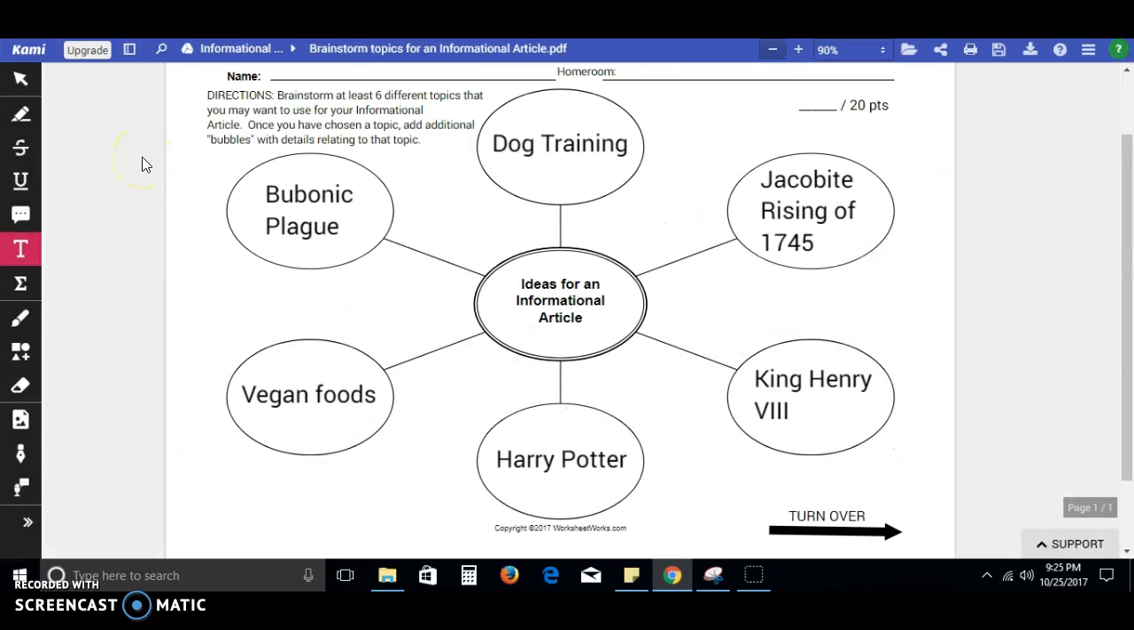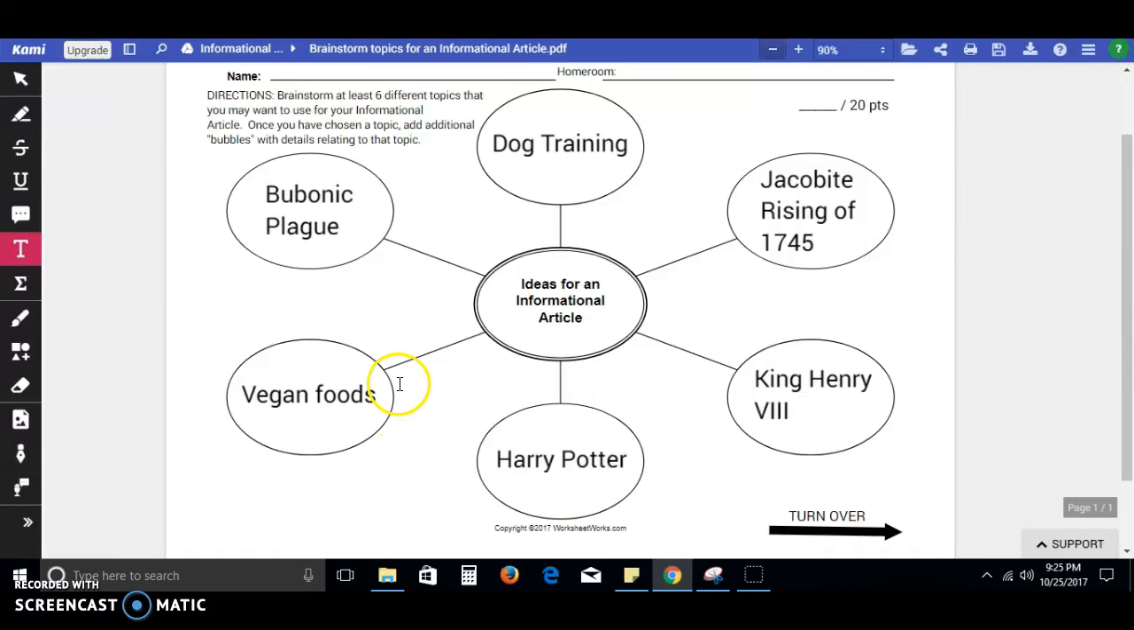All right, everybody, we are back. I have 6 topics that I know quite a bit about. So the topics that I have written down are the Jacobite Rising of 1745, which I wrote down before we paused, had our break. I wrote down King Henry VIII because I know a lot about King Henry VIII and his 6 wives. Harry Potter, if you didn't already know, kind of a Harry Potter nut. I know a lot about that.